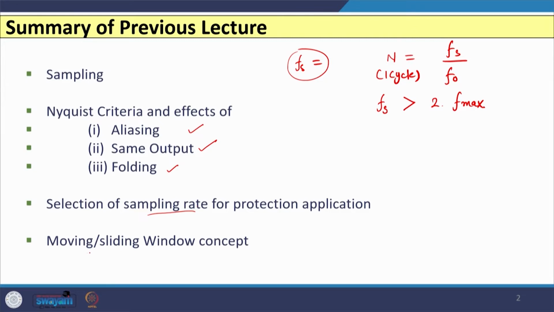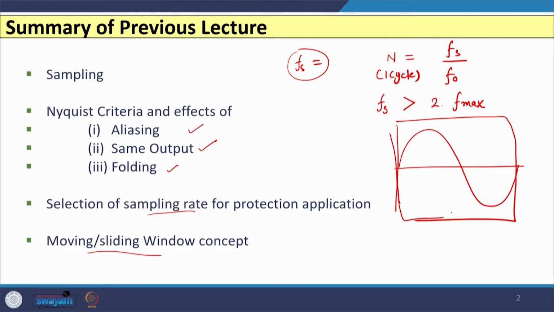At last, we have discussed the concept of sliding window, and we have discussed that whenever we have any sinusoidal signal and if we consider a window, let us say W, then whatever number of samples we acquire in a particular window, that remains constant. So, when the next sample we take, the previous sample should be discarded. So, whenever the next window is available, then in that window also the number of samples remains constant. So, this we have discussed.